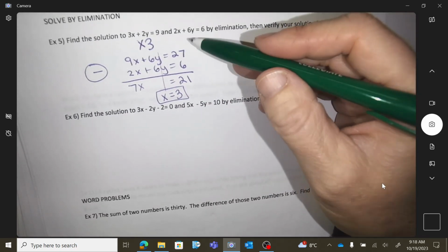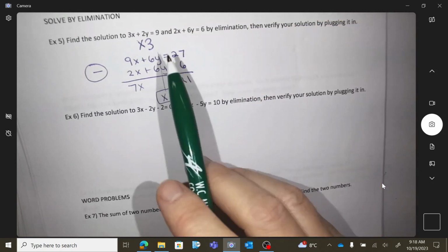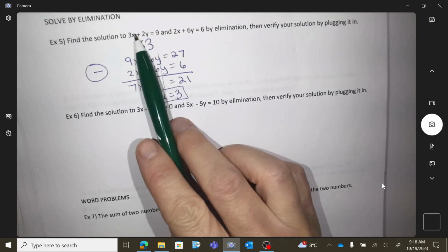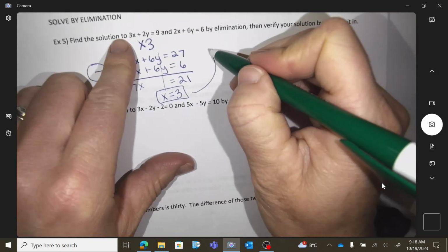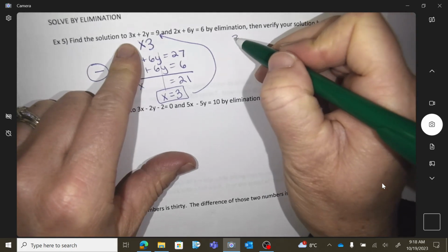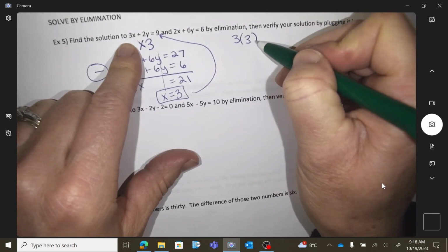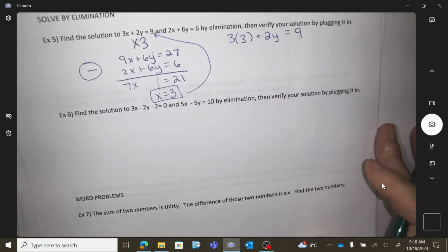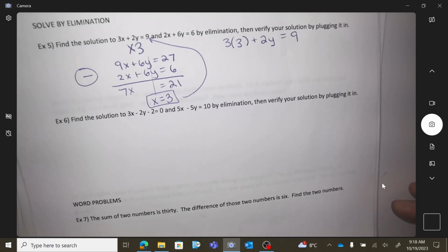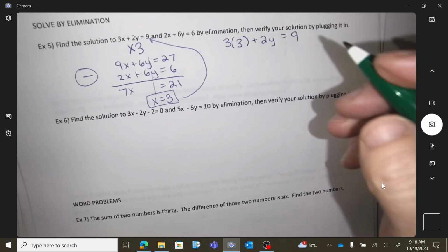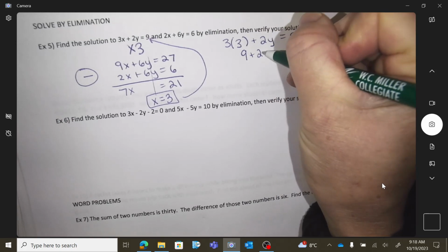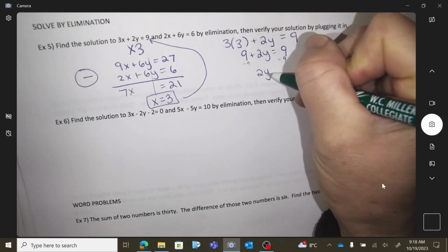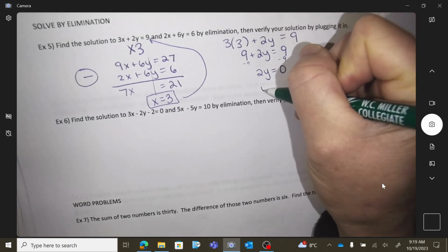Okay, now we have to take that and plug in. So you pick where you want to plug it into, and to me these both look basically the same, so I'm just going to pick the first one. So 3 times x, which is 3, plus 2y equals 9. So 9 plus 2y equals 9. Okay, when you minus 9, you get 0.